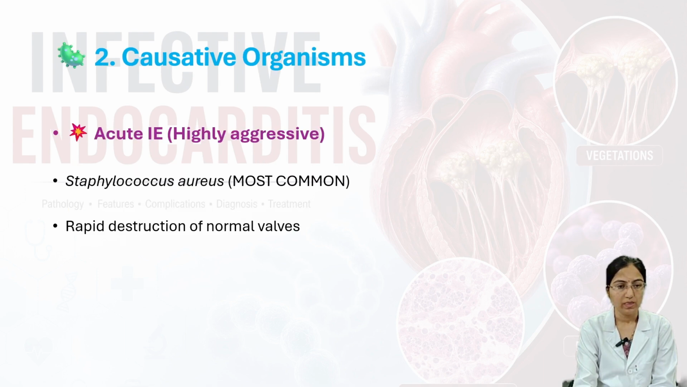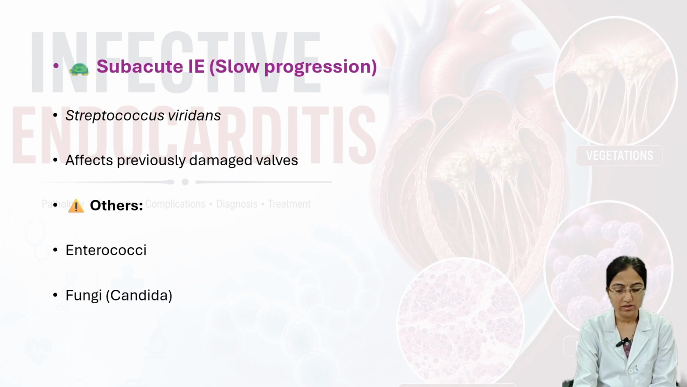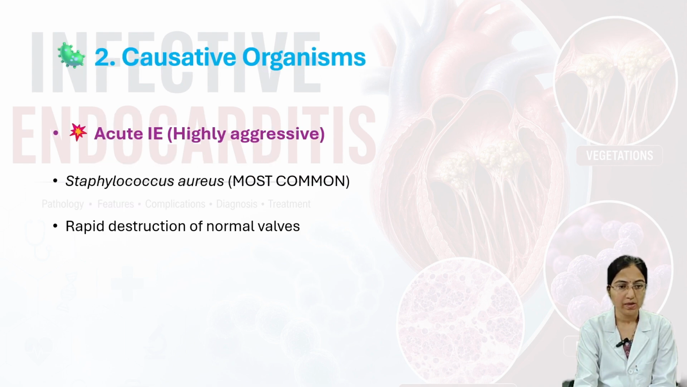Next we will see the causative organisms. First one is acute, after that subacute. First we will see acute infective endocarditis. It's a highly aggressive one. The main cause is Staphylococcus aureus, the most common one, and there is rapid destruction of normal valves.